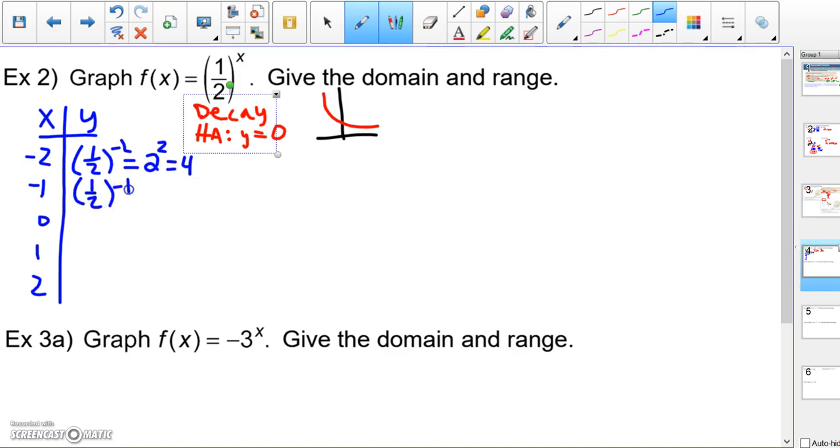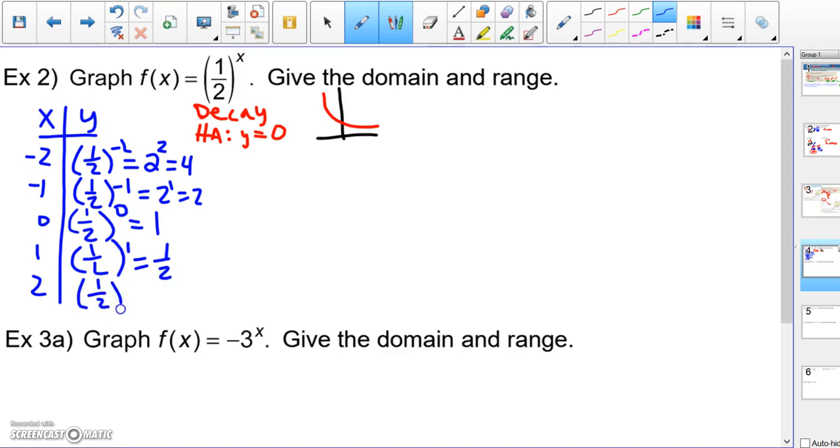1/2 to the -1st. Flip it to the first power. That's 2 to the first, which is 2. 1/2 to the 0 power. Anything to the 0 power is 1. 1/2 to the first is 1/2. And 1/2 to the second power is 1/4.